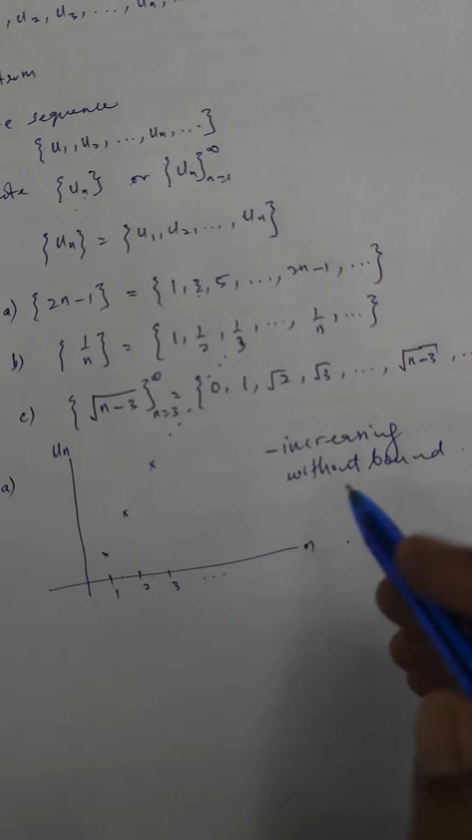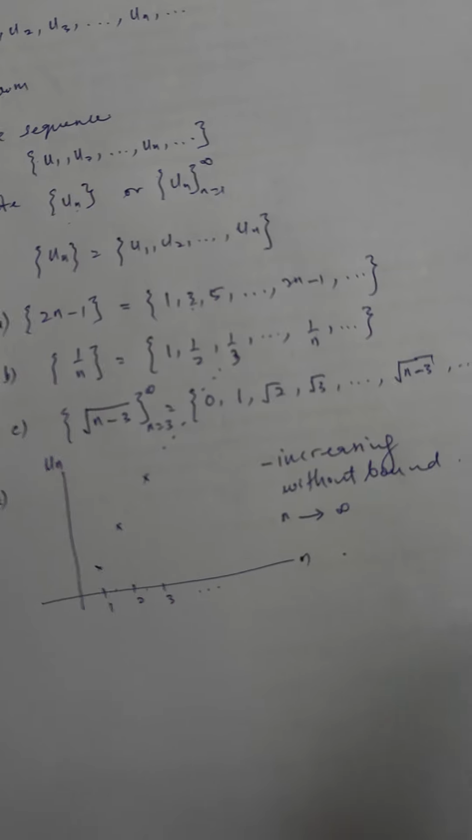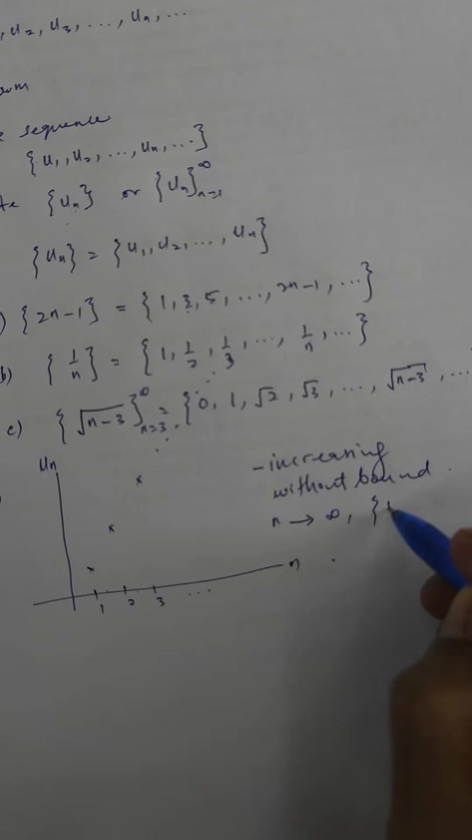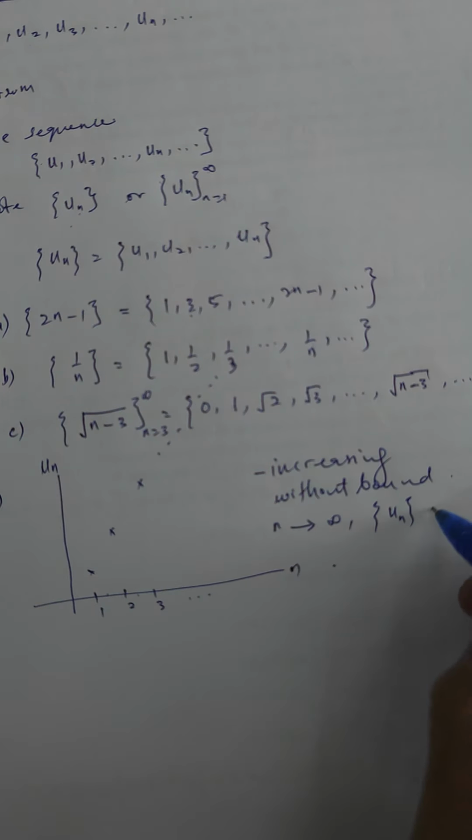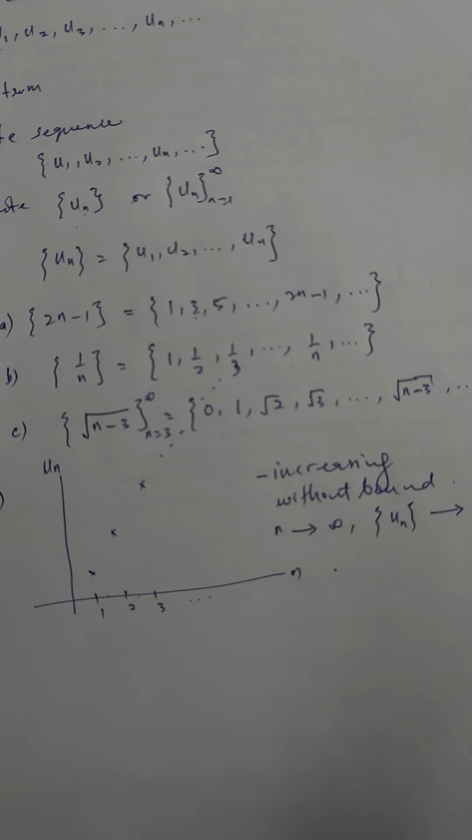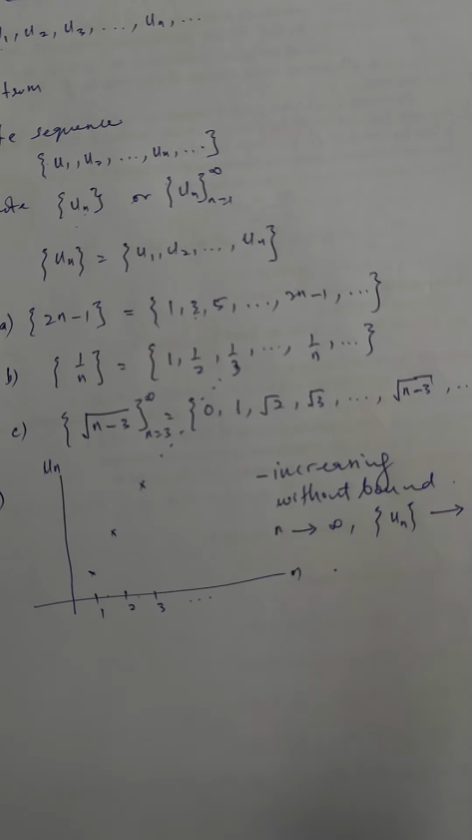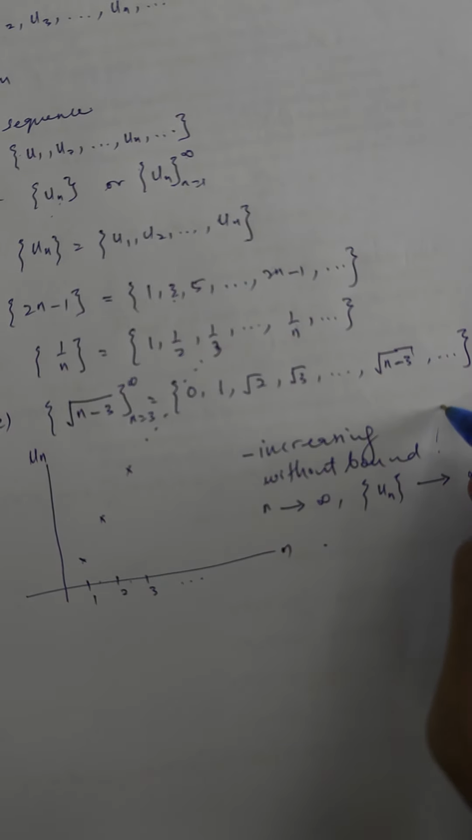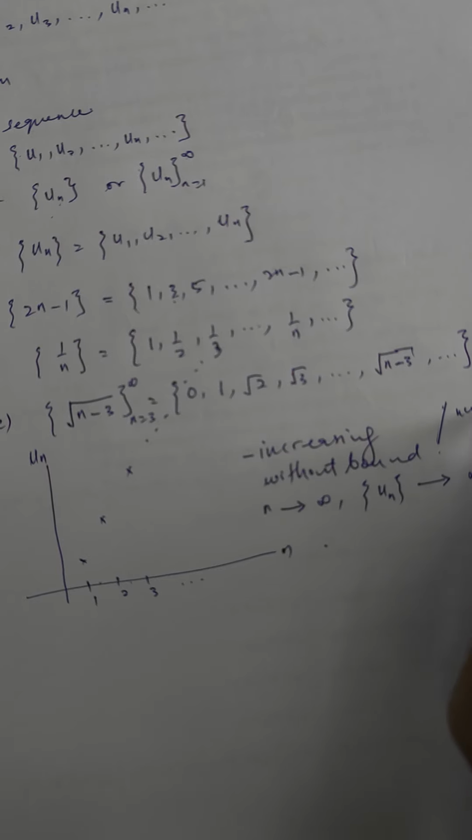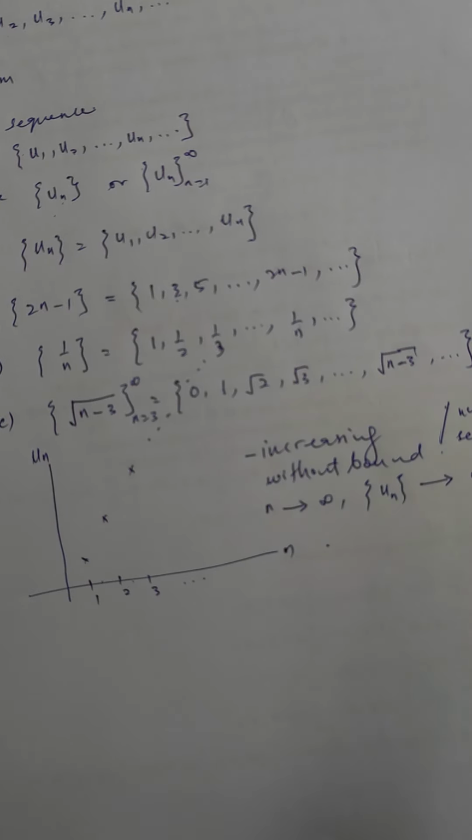Okay, so we can see from here that as n is getting bigger and bigger, this sequence here, that un is represented as 2n minus 1, also goes to infinity. So in this case we call it increasing without bound, or in short we can say unbounded sequence.